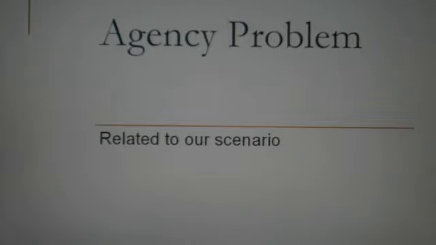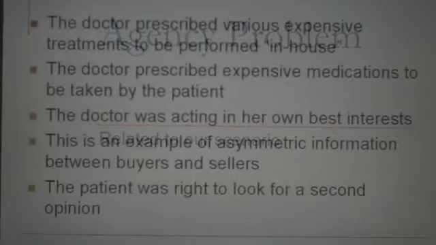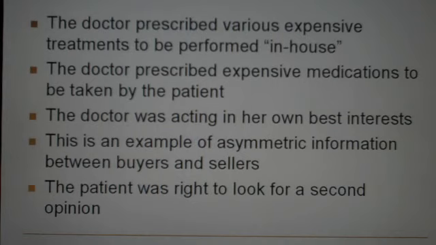This is also how the doctor influences supplier-induced demand by what they recommend for a patient to do. The doctor prescribed various expensive treatments to be performed in-house. The doctor prescribed expensive medications to be taken by the patient, and the doctor was acting in her own best interests. This is an example of asymmetric information between buyers and sellers. The patient was right to look for a second opinion.